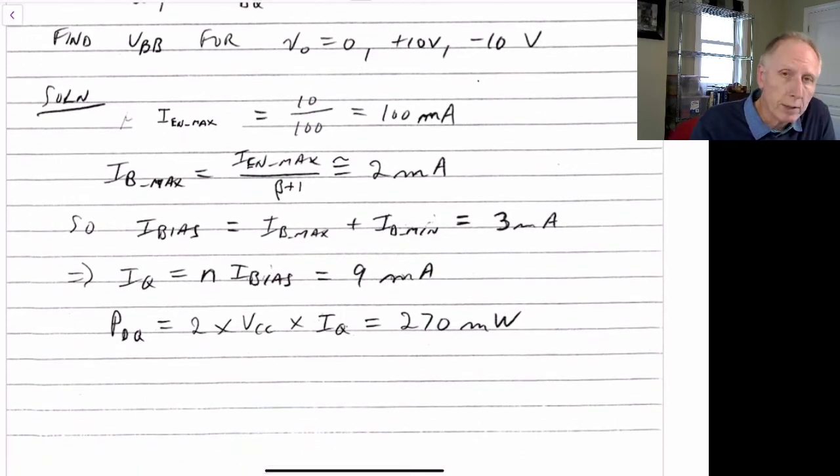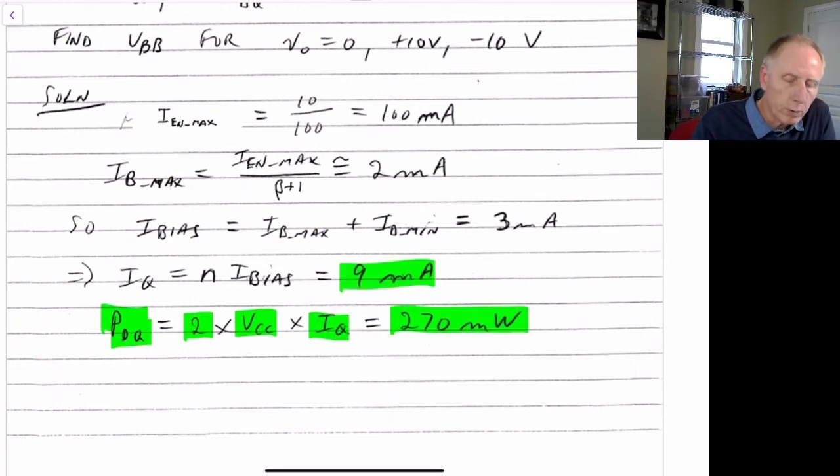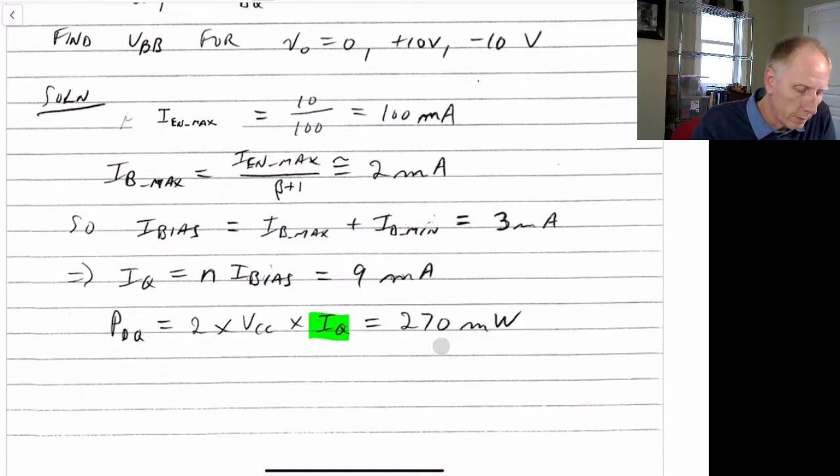So if we look at just the power for the quiescent current, it's 2 times VCC, because it's plus 15 and minus 15 volts, times I sub Q, which is 9 milliamps, and so that works out to be 270 milliwatts. So we're constantly consuming 270 milliwatts, even if the output is always 0 and not driving any load.